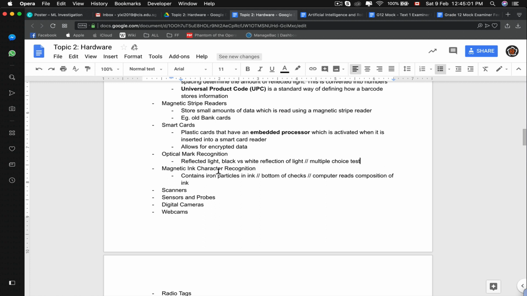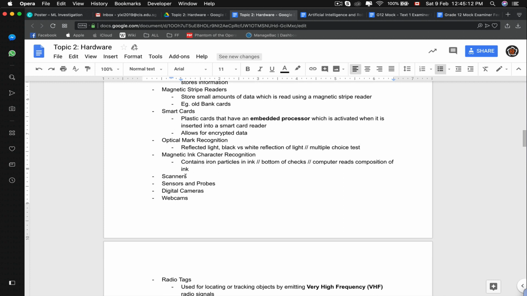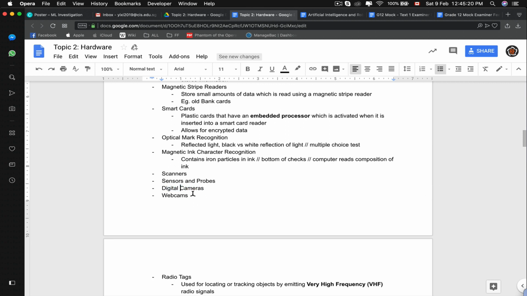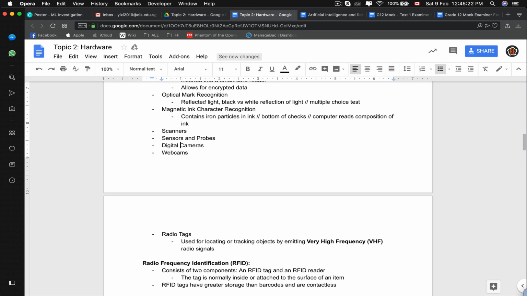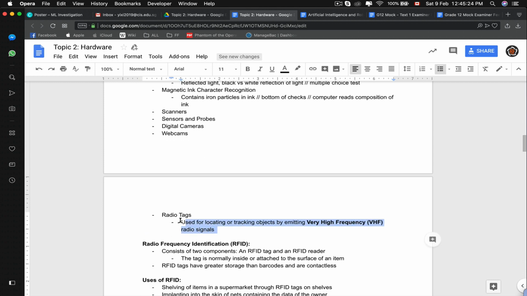Magnetic ink recognition. Now, this is something different. I personally have not encountered magnetic ink recognition, but there definitely is this thing. It's in the textbook. Scanners, we know that. Sensors, probes, know this. This is good for the case study. Digital cameras, you know what those are. Webcams, you know what those are. It's on your computer.